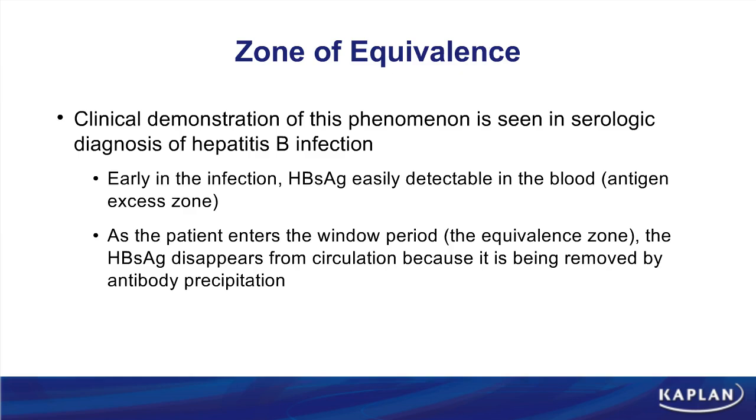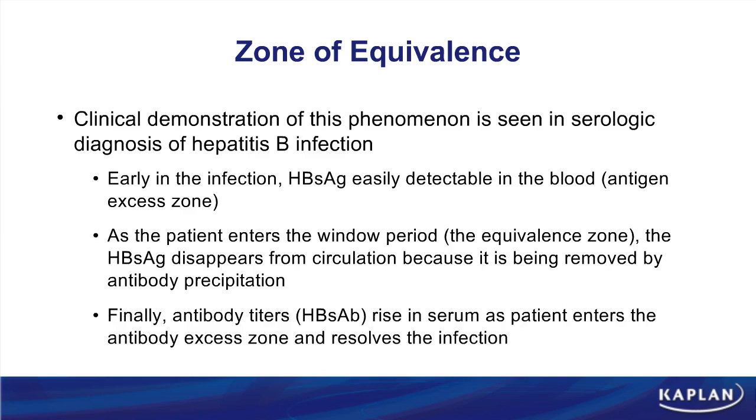So within the window period, we can no longer detect surface antigen or surface antibody, which is why the antibodies to the core antigen are so important for screening recent infections. After the window period, we are entering the point where the antibody is in excess, and that's when we will be able to detect antibodies to the surface antigen.